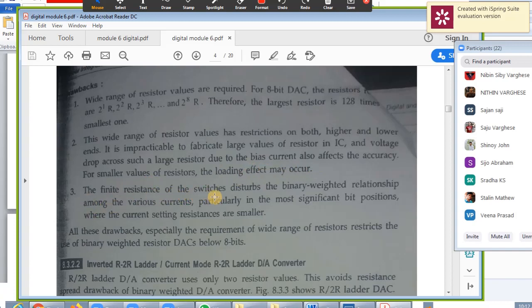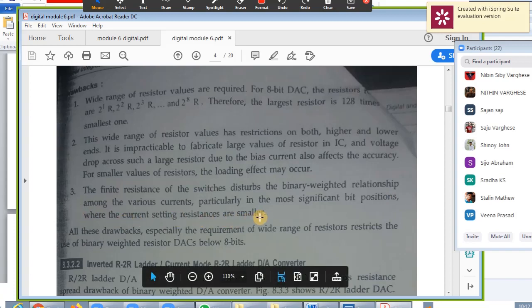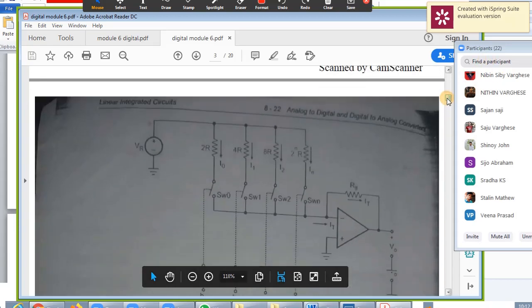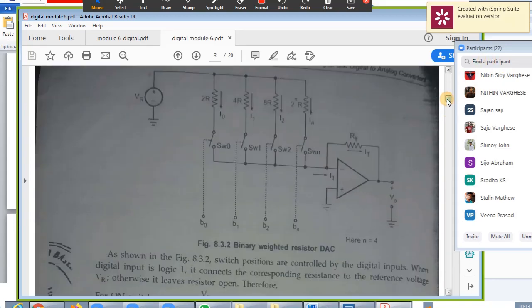The finite resistance of the switch disturbs the binary weighted relationship among the various currents, particularly in the most significant bit position, where the current setting resistances are smaller. The most significant bit, which we studied, is on the leftmost side. For that one, the finite resistance of the switch disturbs the binary weighted relationship. So these are the drawbacks of the first one, that is, binary weighted resistors.